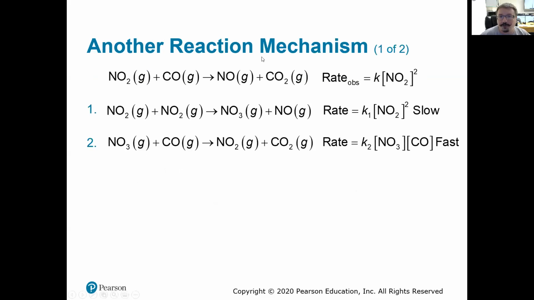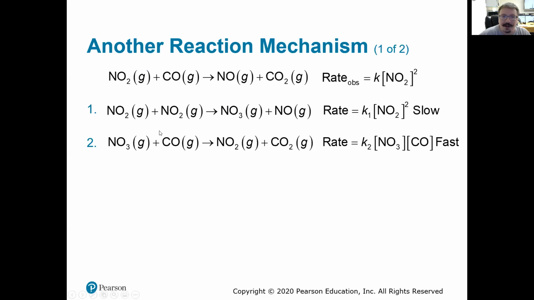So here we have our overall reaction and the actual observed or experimental rate. We hypothesize that this occurs in 2 elementary steps, the first one being this, forming this intermediate NO3, and then the second step using that up and taking us to products here. And we should be able to sum up these 2 reactions, and if we do, we see this NO2 here cancels, the NO3 cancels, and we have NO2 plus CO goes to NO and CO2. So it matches the reaction above.